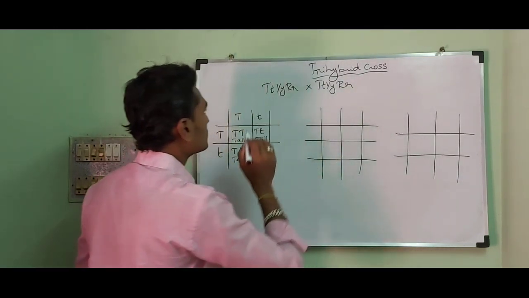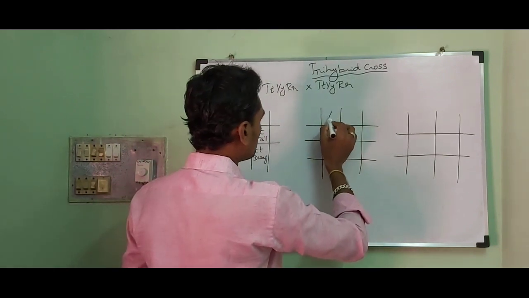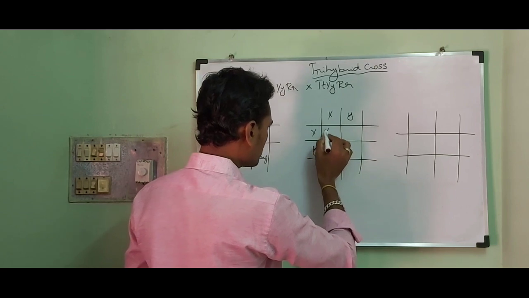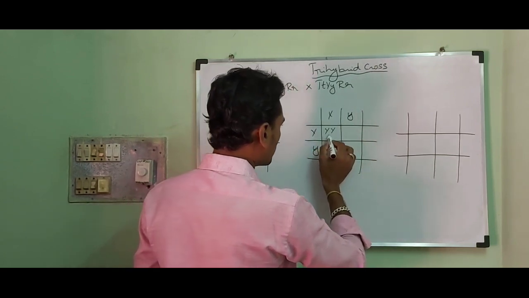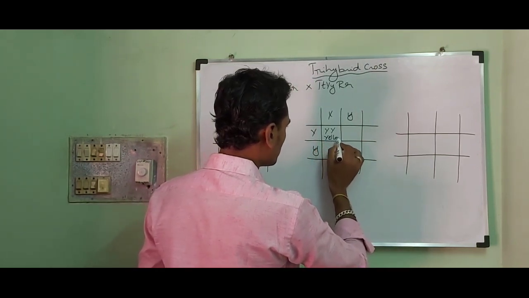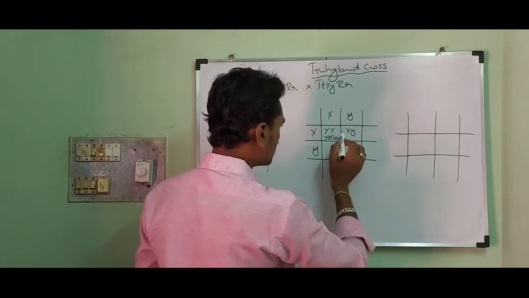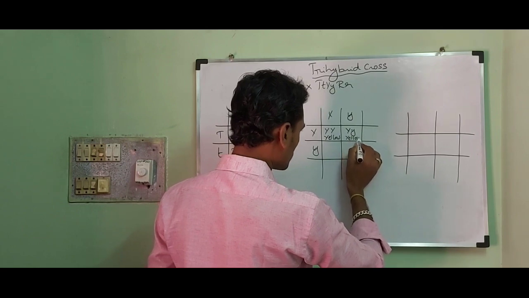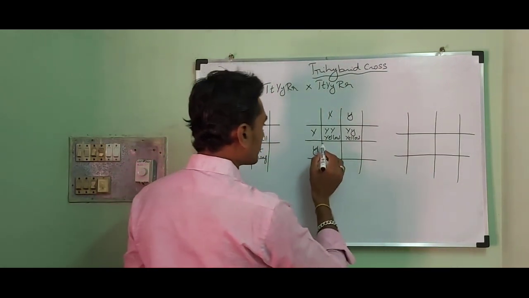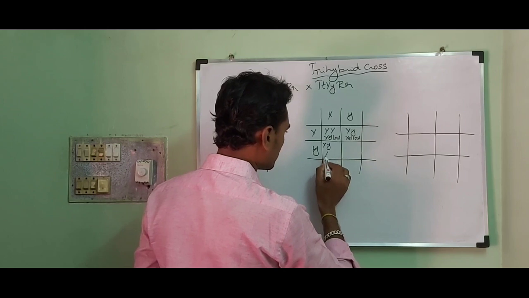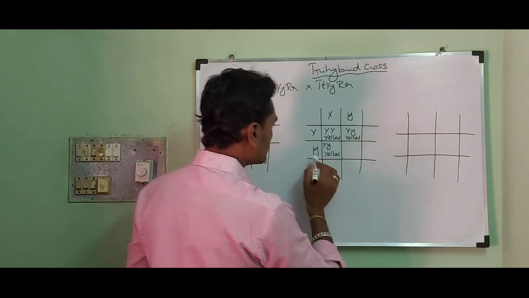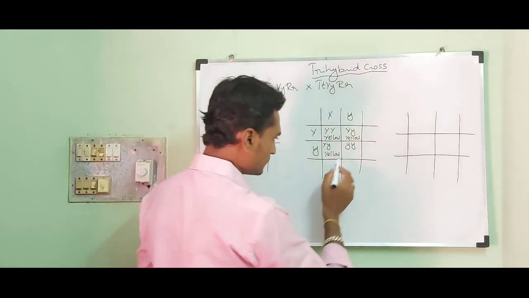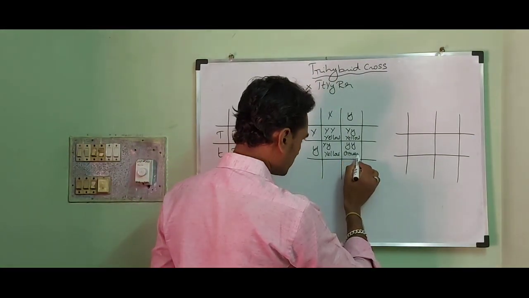Then for the seed color, capital Y, capital Y results in yellow color, homozygous dominant. Capital Y, small y results in yellow color, heterozygous dominant. Capital Y, small y, heterozygous dominant, yellow in color. Small y, small y, homozygous recessive, then the young one will be green in color.